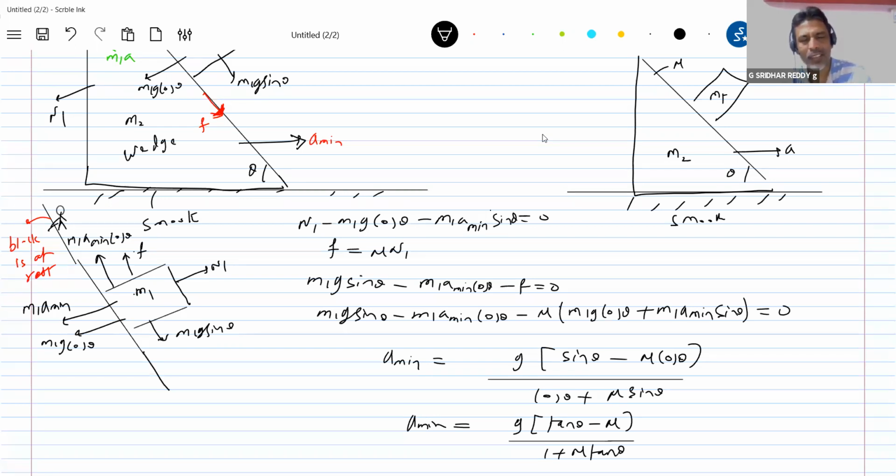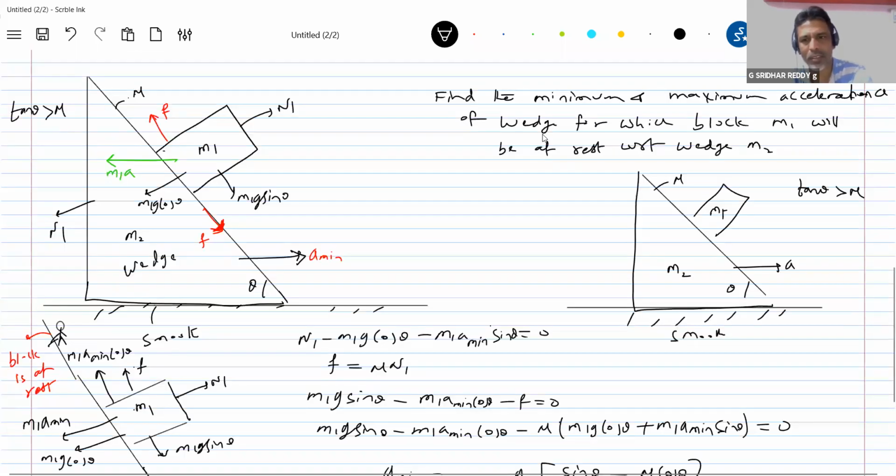To provide this acceleration to the wedge, there should be some external force. Can we calculate the external force that should be applied on the wedge to provide such acceleration? On its own it cannot move, will I agree? Somebody should pull it. So what external force should the external agent exert on the wedge to provide this much acceleration? So I'll directly take help of this equation.